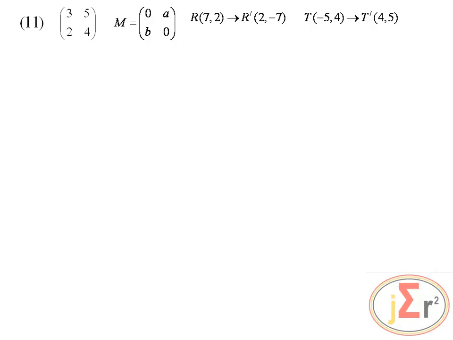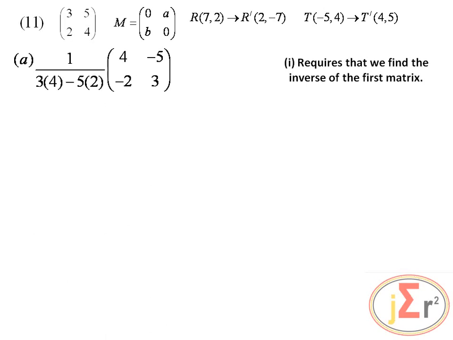Number 11, matrices. The first part of number 11A, because we have A for matrices and B for vectors. So A, the first part, requires that we find the inverse of the first matrix. How do we find the inverse of that matrix? We take the reciprocal of the determinant and multiply by what we know as the adjoint. There we have it.